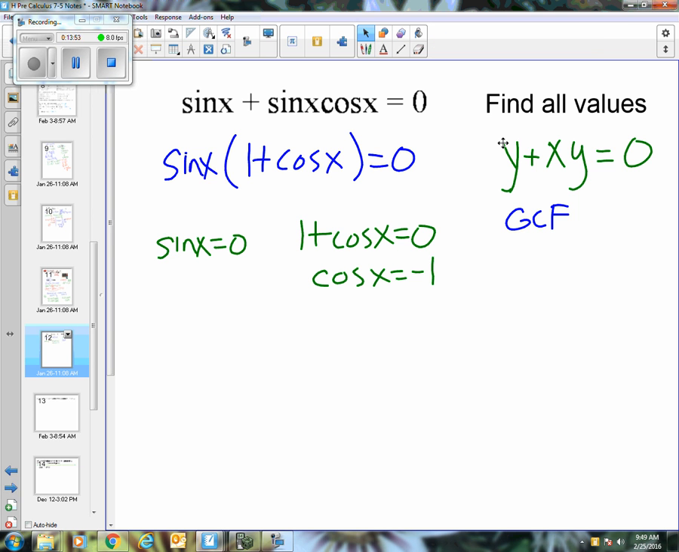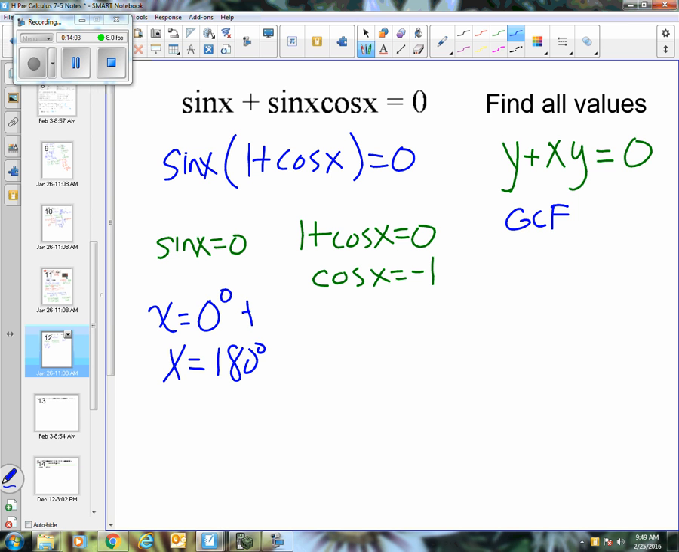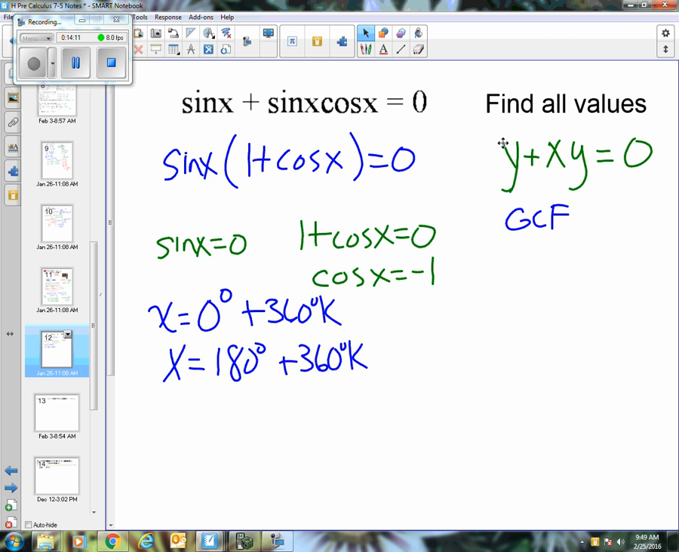Okay, so let's start with when is sine 0. This is all values again, so infinitely many. So sine is 0 at 0, and sine is also 0 at 180, and both of those would have to have all of the things that are coterminal with it as well. So 0 plus 360k, and then 180 plus 360k, because remember we're doing all values, all the places.